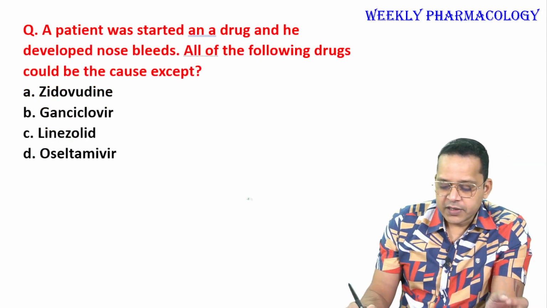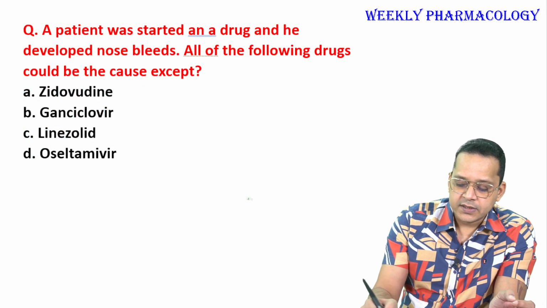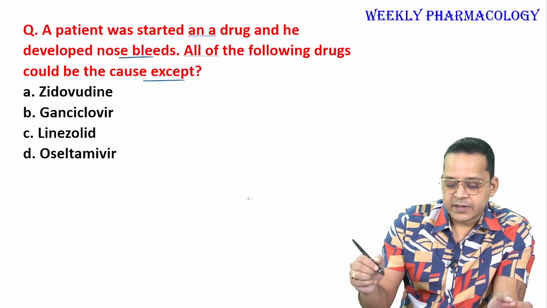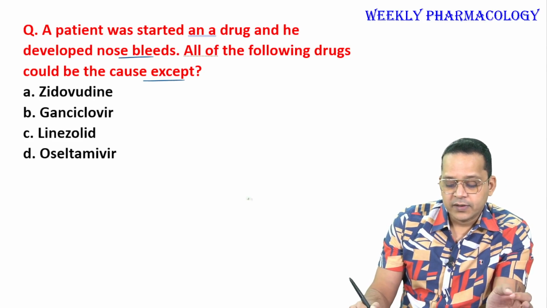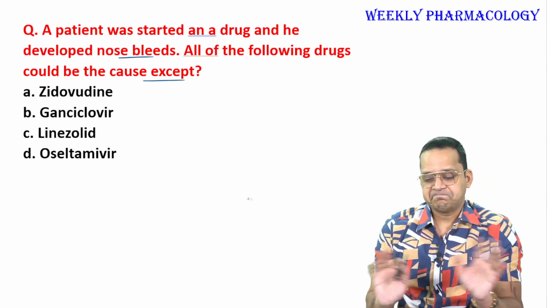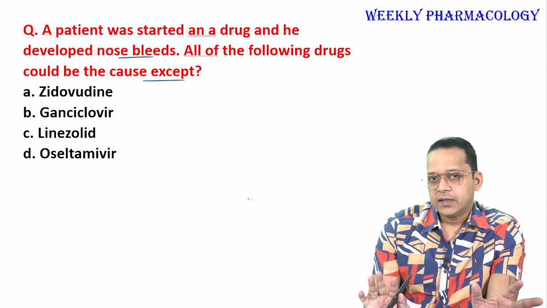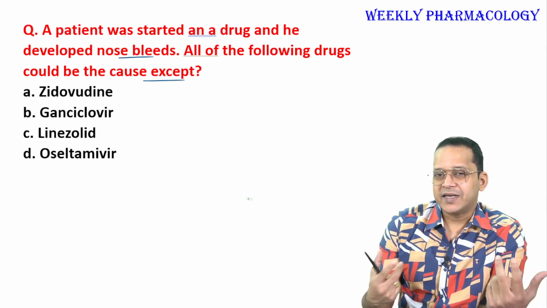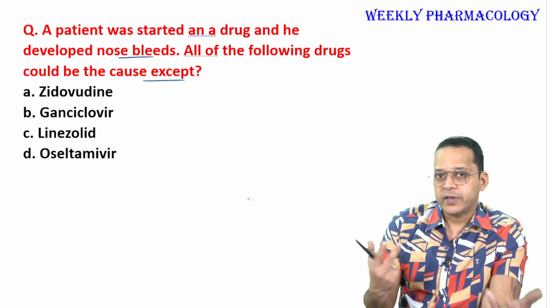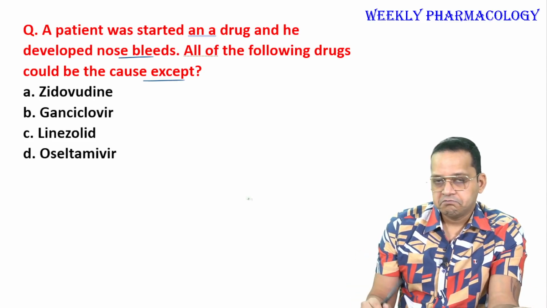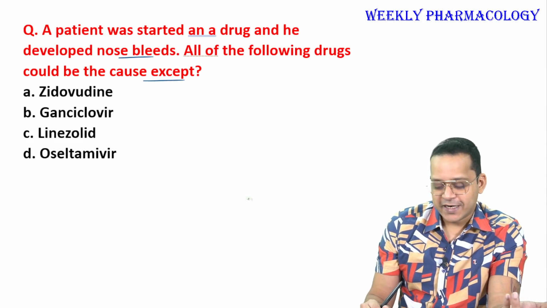A patient was started on a drug and he developed nosebleeds. All of the following drugs could be the cause except: zidovudine, ganciclovir, linezolid, oseltamivir. Again, it's a clinical MCQ. Now these drugs have been asked in different ways. I've just changed the way, because this is how a patient might present to you with nosebleeds after starting 3 drugs. Which one is not that?